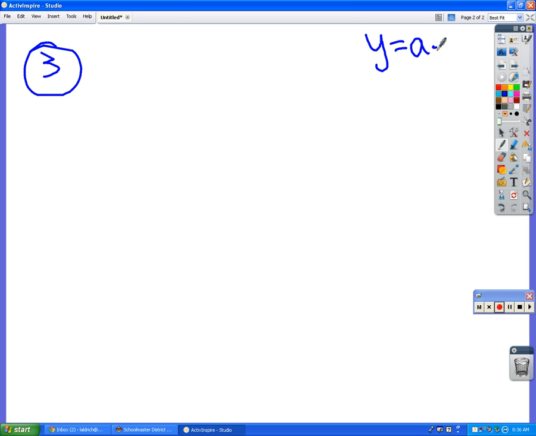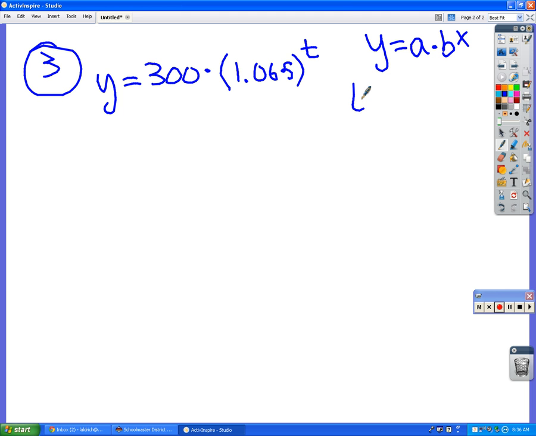All right, number 3, it says find the exponential function. So you guys remember the general form of an exponential function is y equals a times b to the x. Number 3 says the initial value is 300, so it's y equals 300 times, it says it's increasing at a rate of 6.5% each day. So I'm going to go 1.065 to the, now you can do this a couple different ways. You can just say to the t, and then you could say t equals the days. But usually we let t equal the years, so then you go t over 365 if t equals the years. So either to the t or to the t over 365.